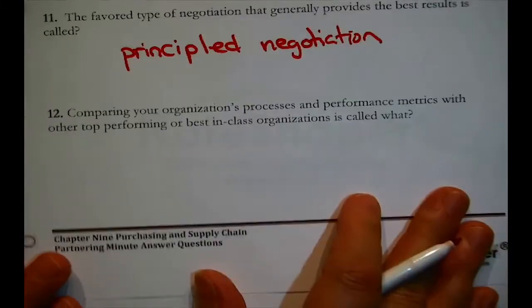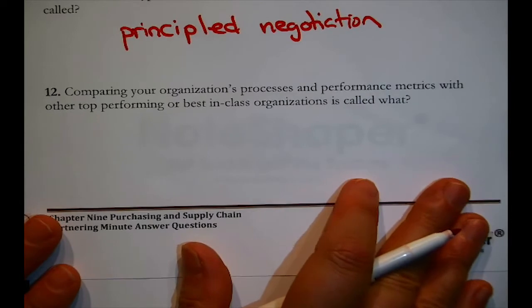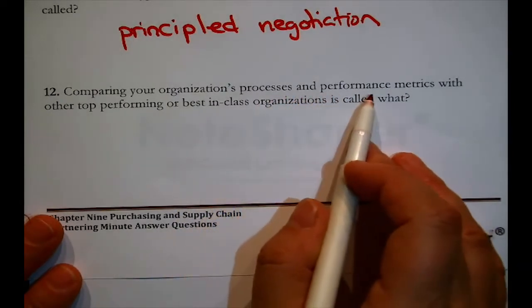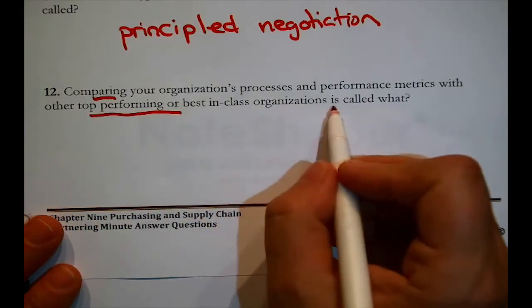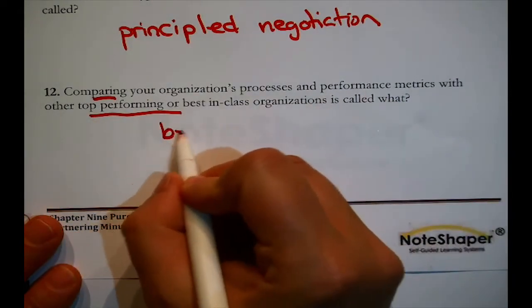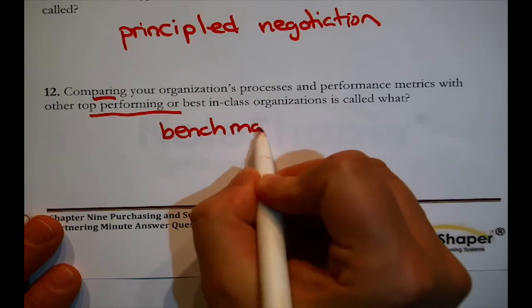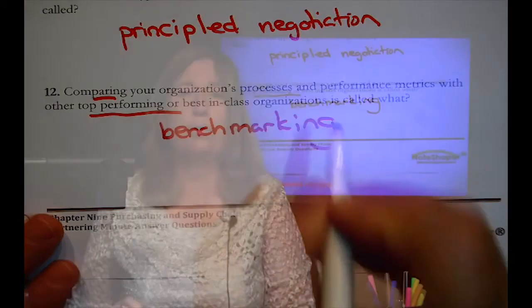And then finally, last minute answer question, comparing your organization's processes and performance metrics with another top performing or best in class organization is called what? That is, and you probably have heard this in conversation, known as benchmarking.